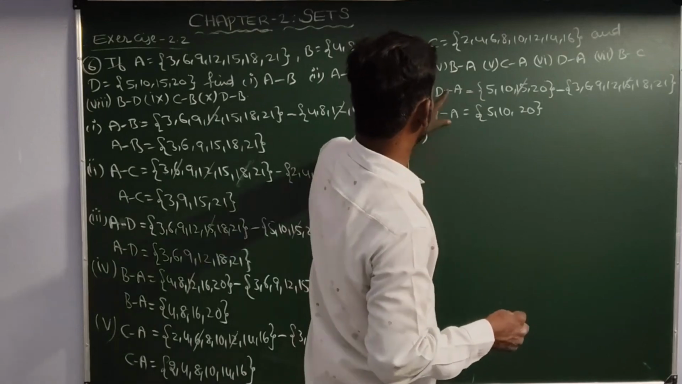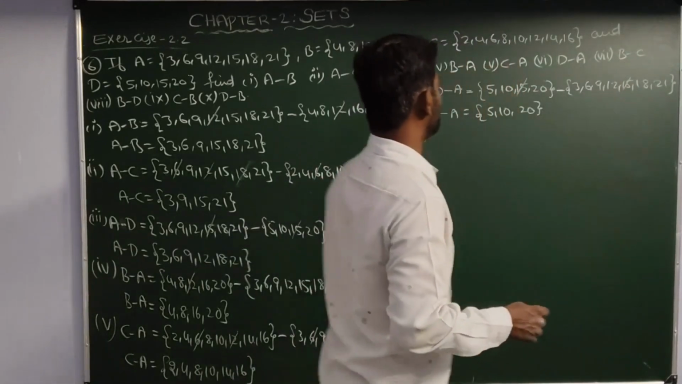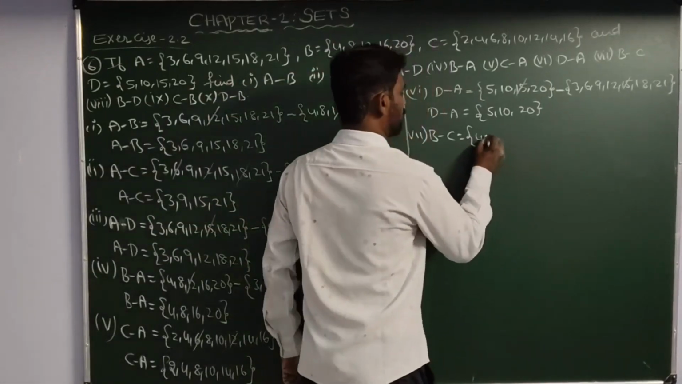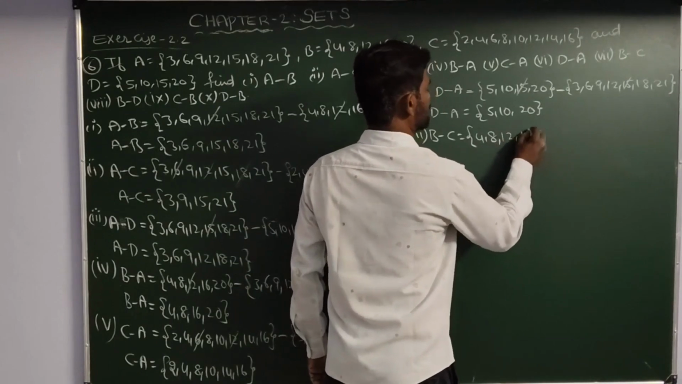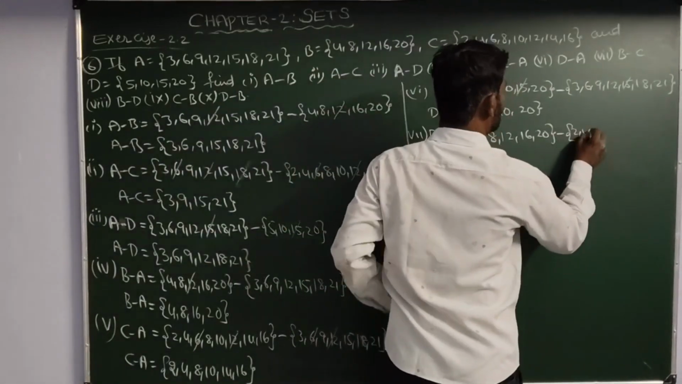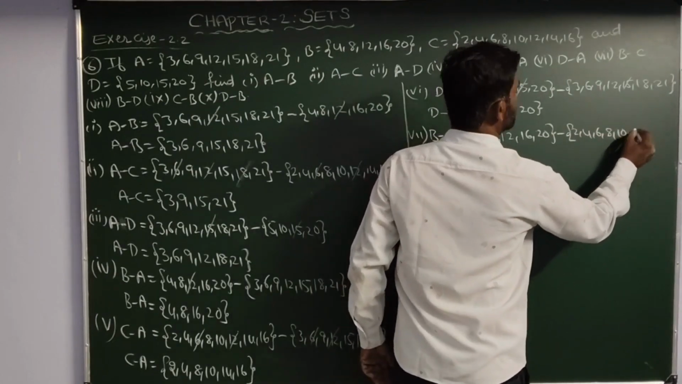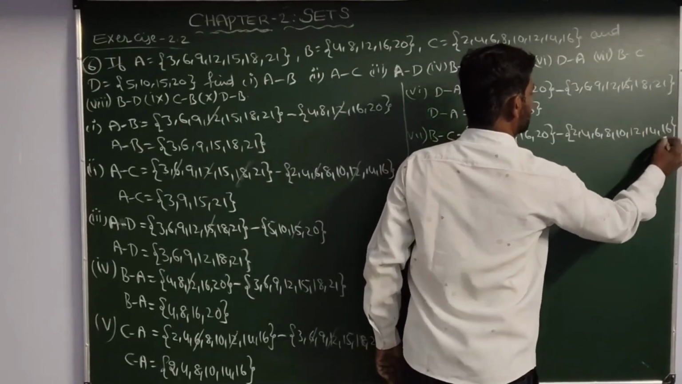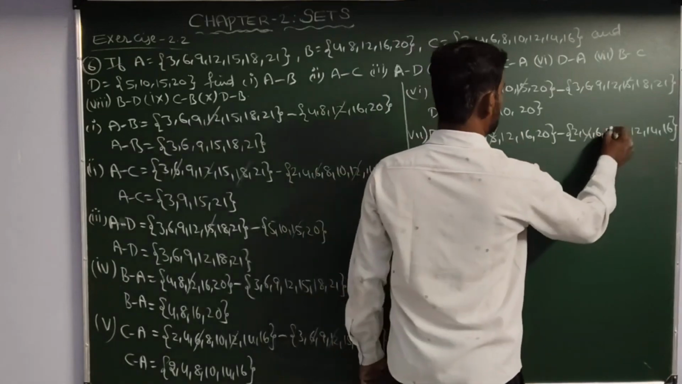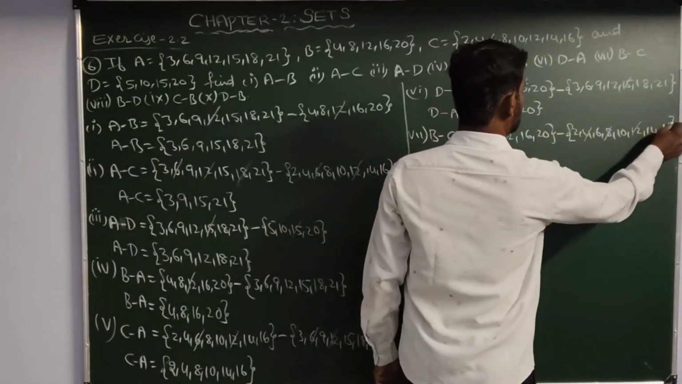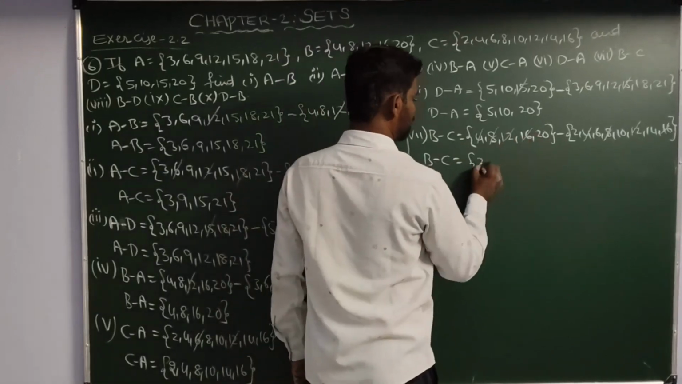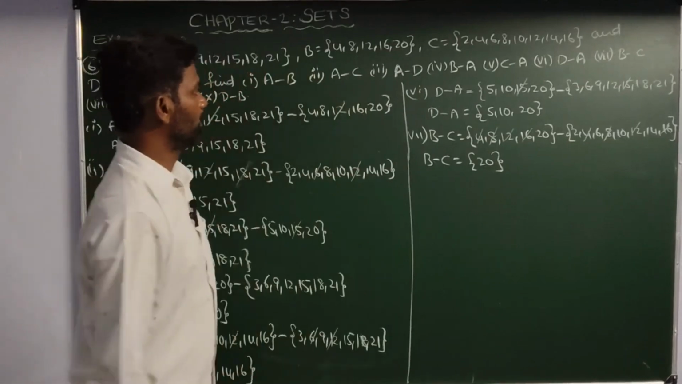So what is the seventh question? B minus C. Write the B elements. What are the B elements? 4, 8, 12, 16, 20 minus C elements. C elements are 2, 4, 6, 8, 10, 12, 14 and 16. So the common elements are 4, 8, next 12 and 16. Okay. So B minus C is equal to the remaining elements in the first set, it is only 20. Next, eighth question.